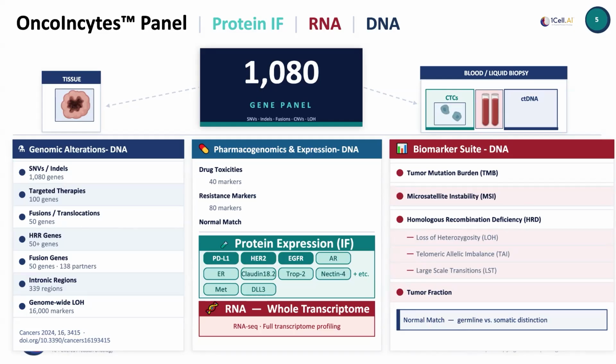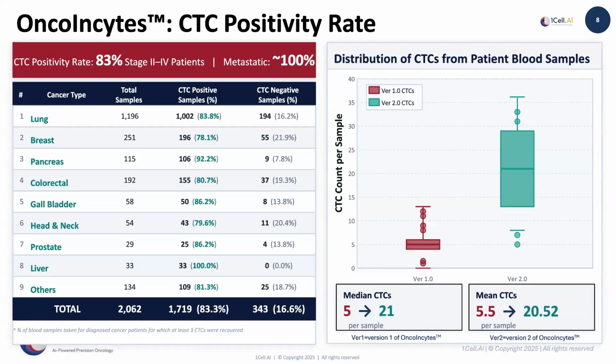Third is RNA, or whole transcriptome profiling. That's about 16,000 markers. This is your window into gene expression, what pathways are active, what resistance mechanisms might be turning on, and what's changing over time. For drug programs, this isn't just biomarker discovery. This is real-time pharmacodynamic monitoring. You can track whether your drug is hitting its target, whether resistance is emerging, and which patients are likely to respond. Any new technology lives or dies on its data, so let's look at the numbers.